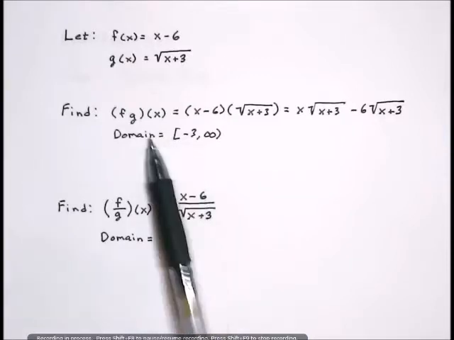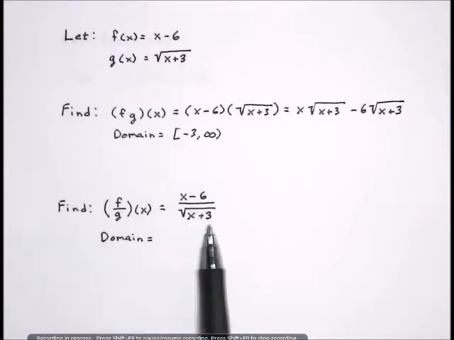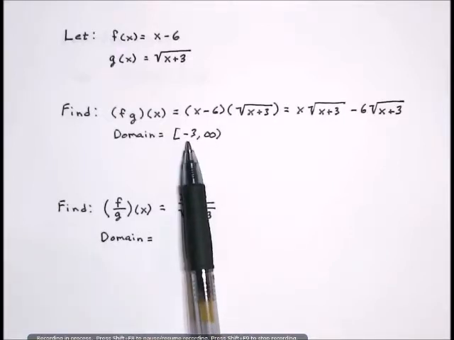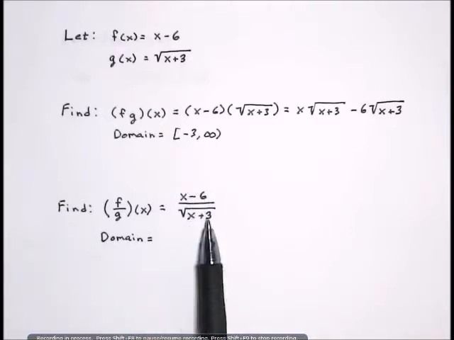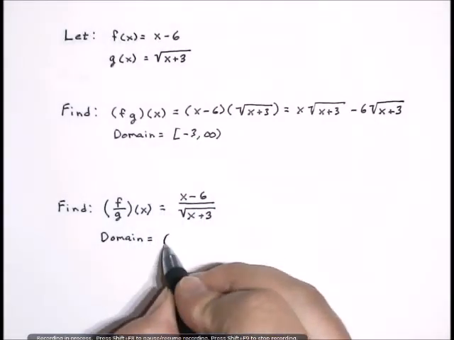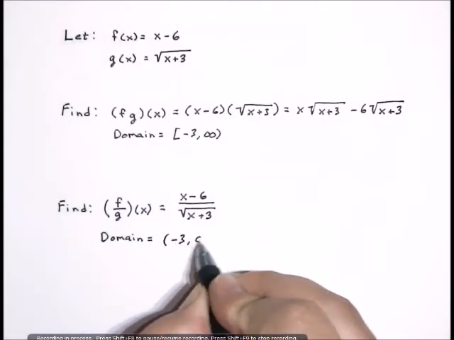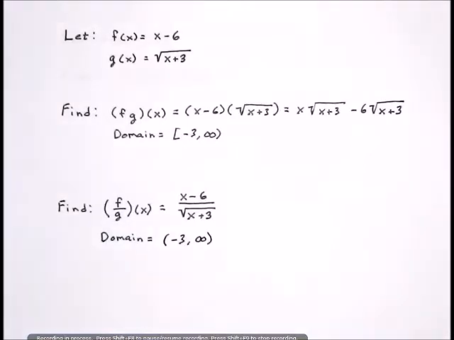because this is the domain of radical x plus 3, but if I put that -3 in here, I'm going to get a 0 in the denominator, which is fine for the radical, but it's not fine for the fraction. So somehow I have to exclude the -3 from this domain. And I'm going to do that by just converting that square bracket into an open bracket.